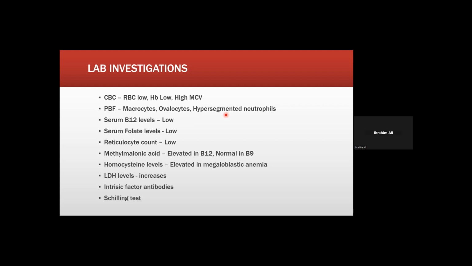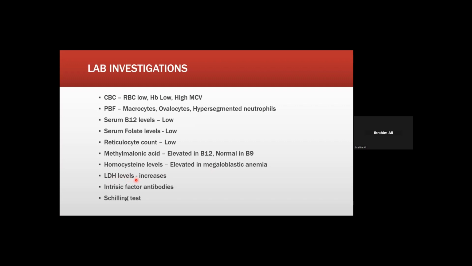Also, serum B12 levels will be low. Serum folate levels will be low. Reticulocyte count also will be low. And we have the test called methylmalonic acid, MMA, sometimes they write that in short. Methylmalonic acid will be elevated in B12 deficiency, but normal in folate deficiency. But homocysteine levels will be elevated in both, like megaloblastic. What I mean is that in B12 and B9 deficiency it will be elevated.